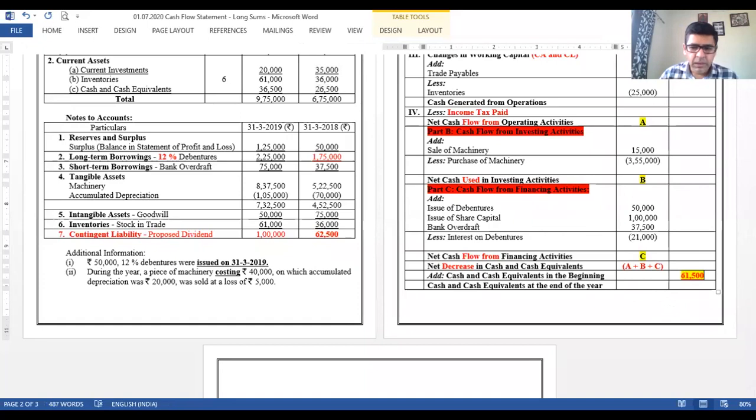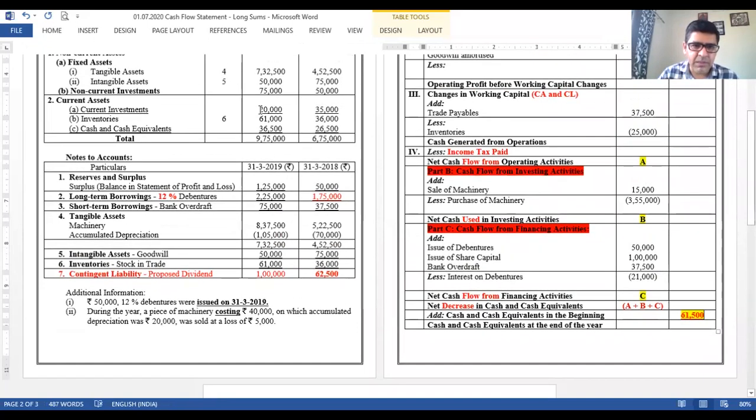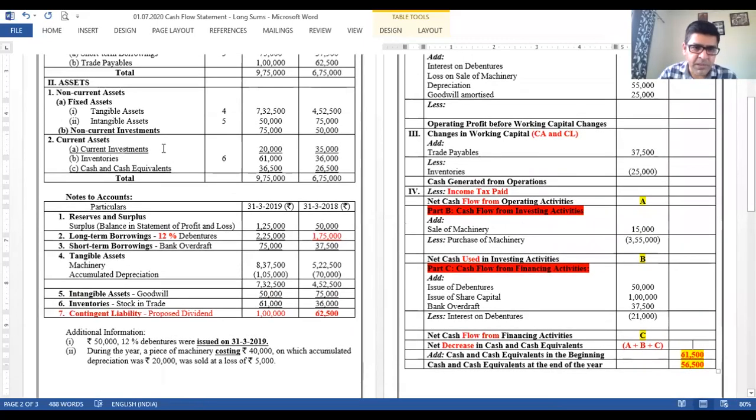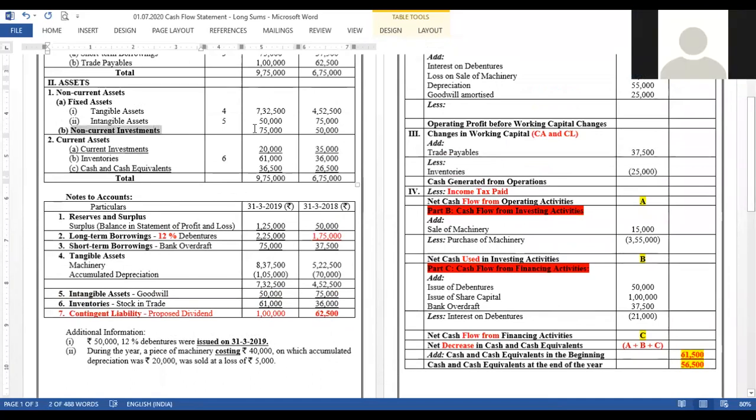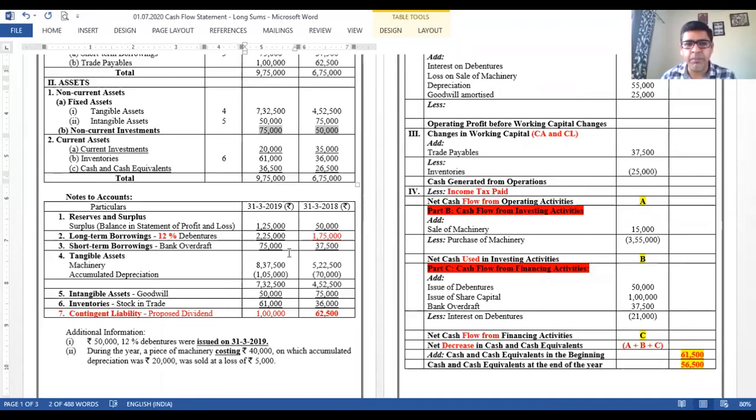61,500. Let us see the closing balances now. The closing balances can be seen as this is 20,000 for current investments and 36,500 for cash and cash equivalents. So 20 plus 36,500, okay, 56,500, right? We'll have the difference over here now. Non-current investment is left. I missed out that part. So non-current investments, we have opening balance as 50,000 and closing balance as 75,000. Okay, so 50 to 75, the investments has increased. That shows we have purchased the investments, right? So purchase of investment, again, investing activity, it will be shown as outflow.